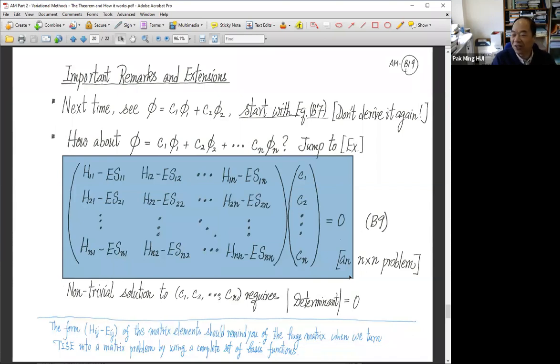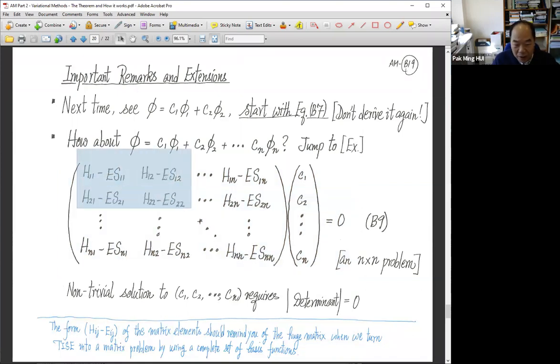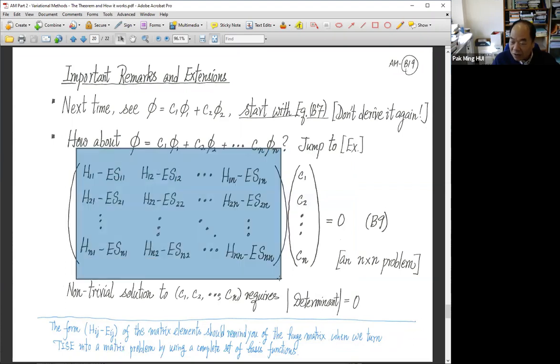Now for those of you who like derivation, try it out yourself. Now it's not 2, it's n. Same thing, the determinant of this thing is 0. It will be an nth order equation for E. You will get n values of E. You pick the lowest one, and then you can get the best guess.